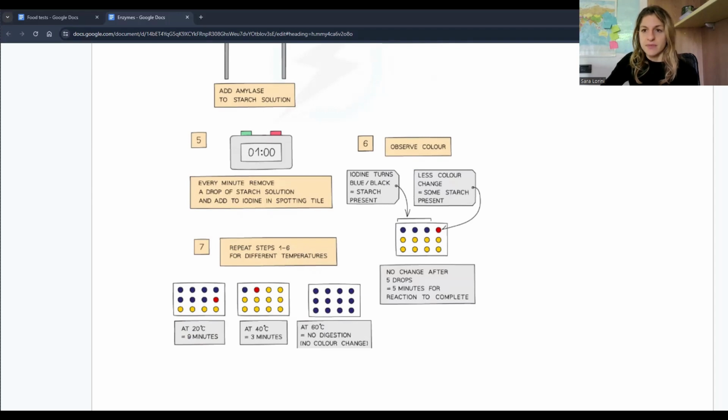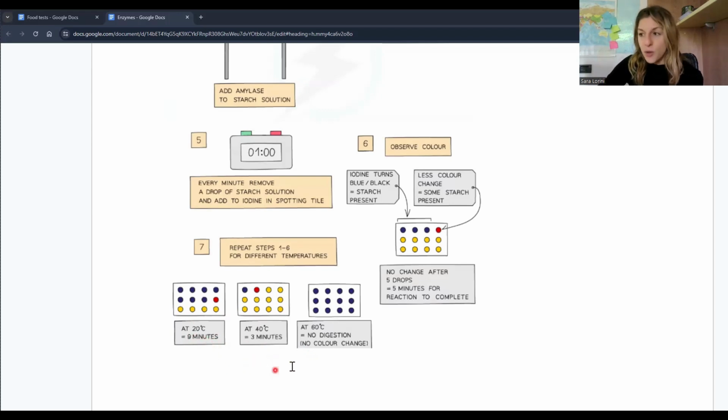So, think about what this means. Amylase is the enzyme that breaks down starch. Of course, the quicker it breaks it down, the faster it's working, right? Now, notice we have 9 minutes, 3 minutes, and there is no color change. Okay, think about what this means. At optimum temperature, the iodine would stop turning blue-black faster because the enzyme works better, right? It has broken down the starch faster.